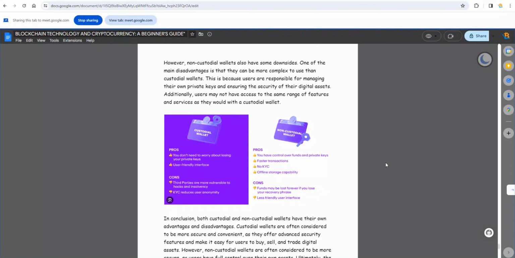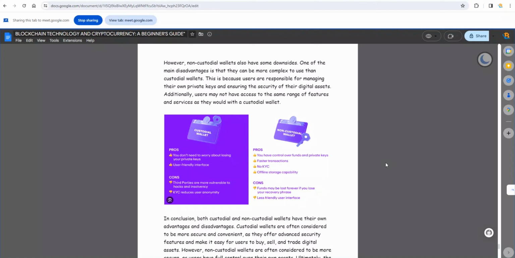Okay. And non-custodial wallets have offline storage capability, meaning they're not connected to the internet. Now, the cons of custodial wallets are that they are more vulnerable to hacks and insolvency, like what has happened recently with some exchanges like FTX. You know, when FTX went bankrupt, a lot of people lost money because FTX was actually a custodial wallet. It was an exchange and people lost money.